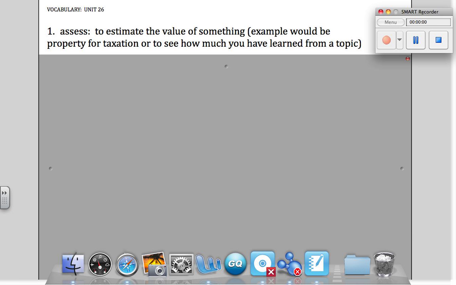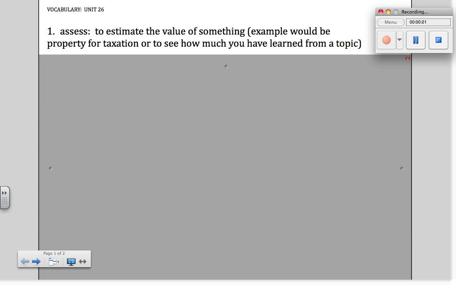These are the Unit 26 vocabulary words. The first one is a challenge word, and it's assess. Assess is to estimate the value of something. For example, you could assess property for taxation, or a teacher could assess to see how much you have learned from a topic.